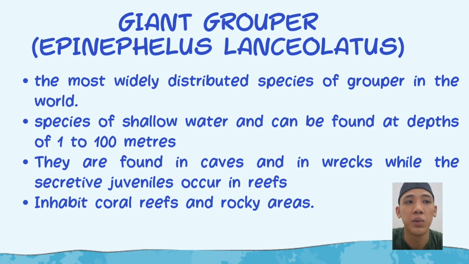So the giant grouper, or the kertang, is the most widely distributed species of grouper in the world. It is also a species of shallow water and can be found at depths of 1 to 100 meters. They are found in caves and in wrecks, while the secretive juveniles occur in reefs. This fish also inhabits coral reefs and rock areas.